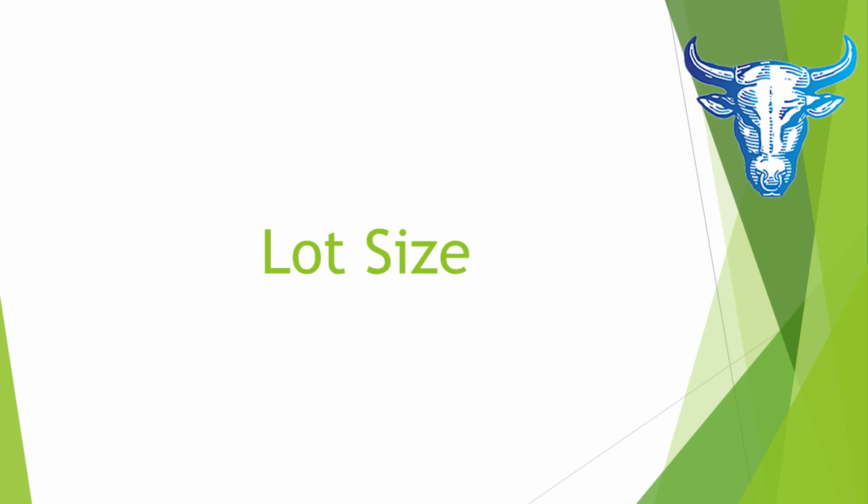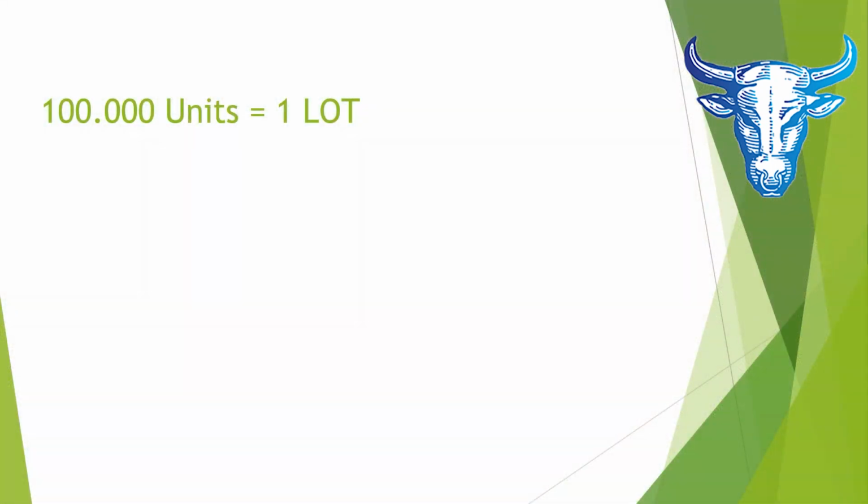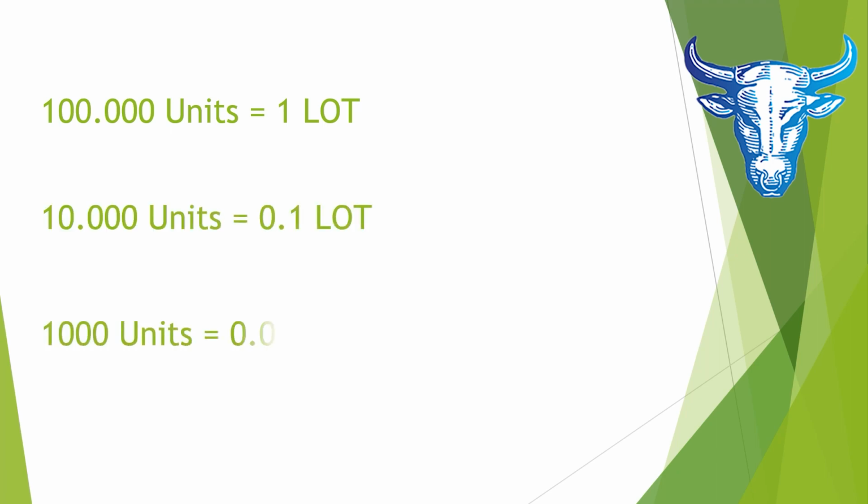Moving on to the second topic, which is lot size. Lot size refers to the size of the trade in Forex trading. The standard lot size is 100,000 units of the base currency. However, not all traders can afford to trade such lot sizes. That's why Forex brokers offer different lot sizes, such as mini lots, which is 10,000 units, and micro lots, which is 1,000 units. This allows traders to trade smaller sizes and manage risk more efficiently.